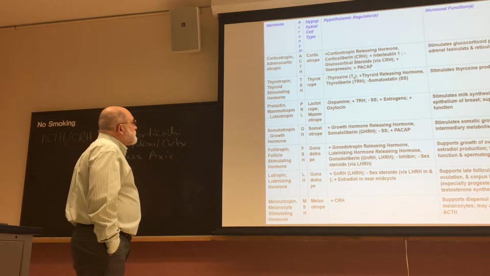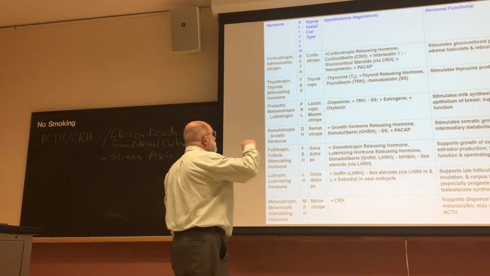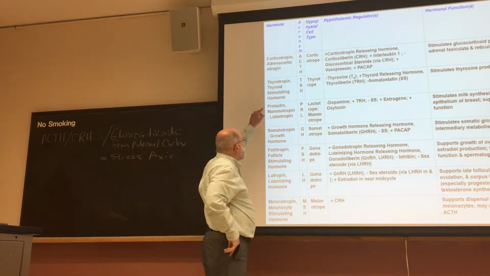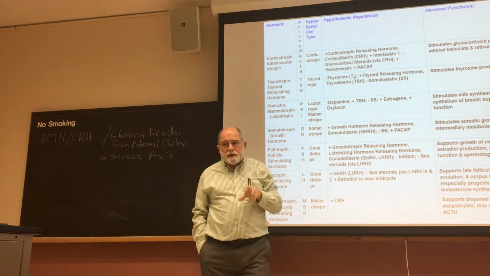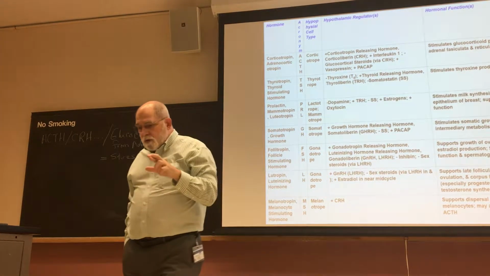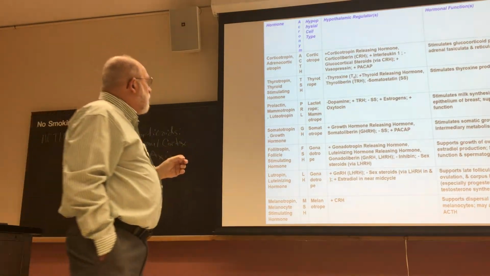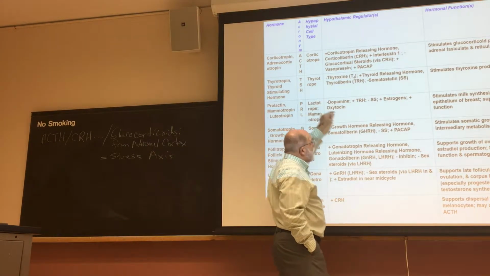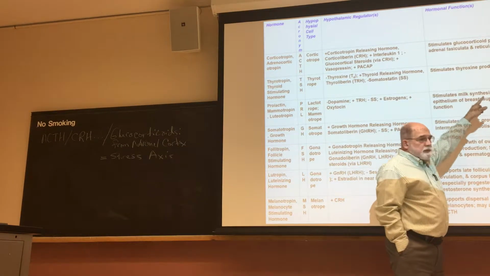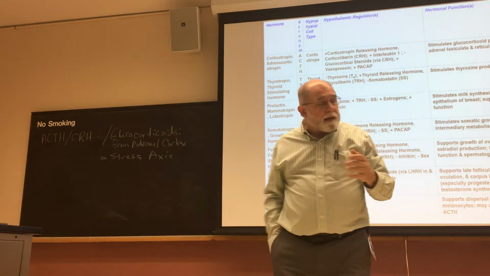Okay, so that's ACTH. The second one on this list is thyroid stimulating hormone, TSH. This is a 2-subunit protein hormone. It's an alpha subunit and a beta subunit that's produced by the thyrotropes, and that stimulates thyroxine production by the thyroid.